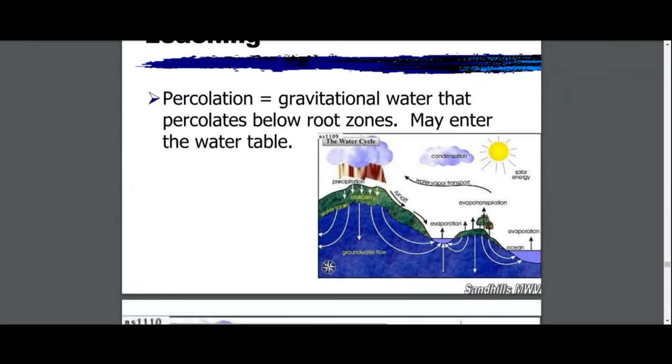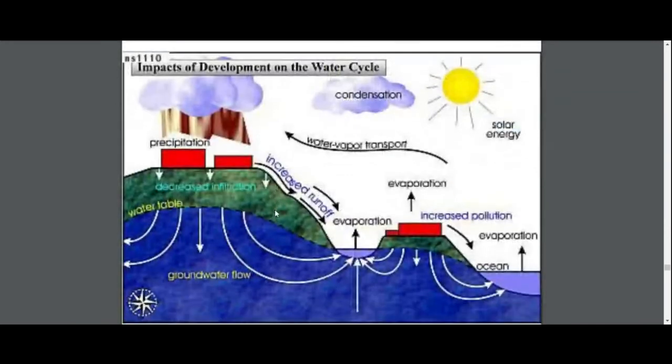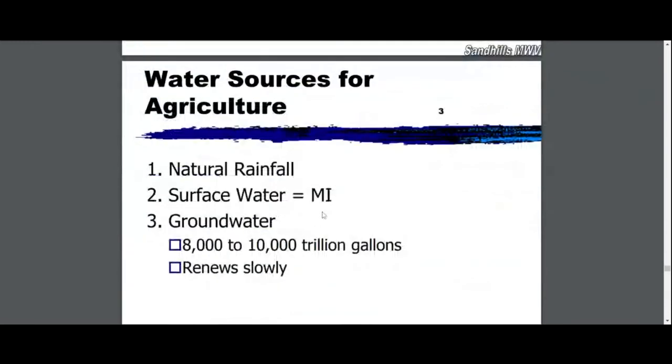So percolation is gravitational water that percolates below the roots and may enter the water table. Okay, so sources, and I think oftentimes people really get confused. The source is really important. When you take groundwater, that's trillion year old water. Oftentimes the water that we get in North Carolina comes from Florida in the aquifer there.